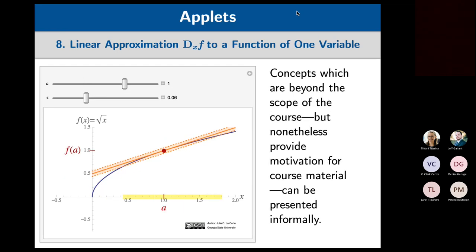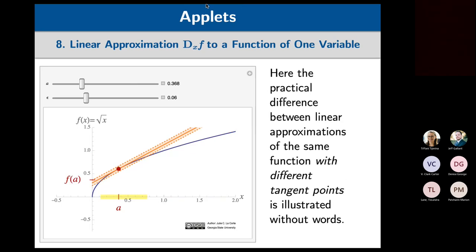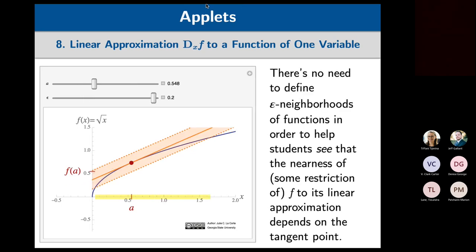But in this applet, they can actually see it. They can actually see the range of X values for which the approximation is good enough. They can see how good enough is defined by playing with the epsilon slider. And there's no need to define epsilon neighborhoods of functions, in order to help students see that the goodness of an approximation depends on the tangent.